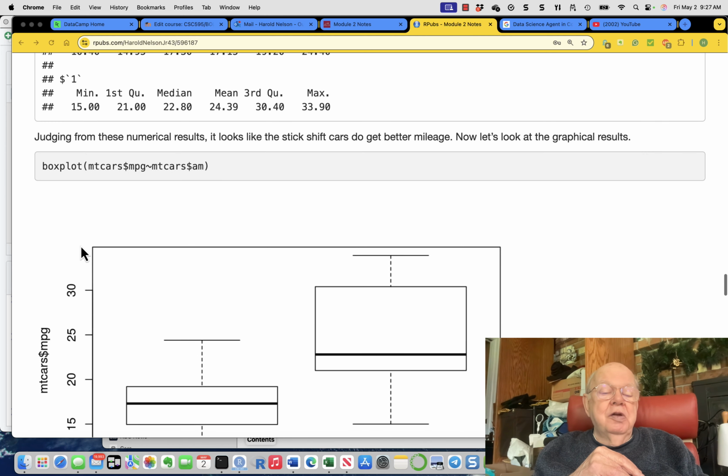Graphically, we want to do a side-by-side box plot. So I do a boxplot, and the first variable is the quantitative variable, tilde, and the tilde is the character on your keyboard right underneath the escape key in the upper left-hand corner, and it's the uppercase key. Sometimes people call this a squiggly.